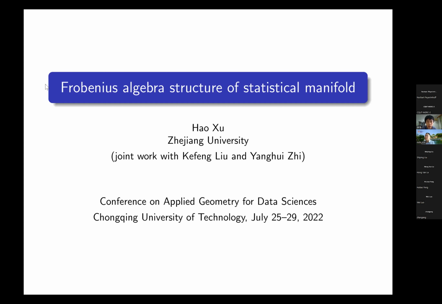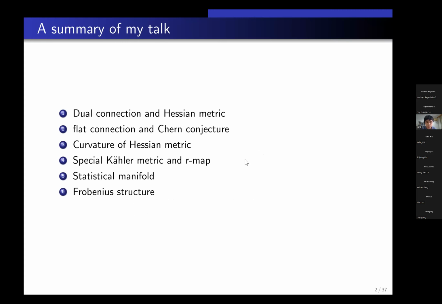So I'm going to talk about Frobenius structure of the statistical manifold. Yeah, so basically, this is the subject of information geometry. So a summary is the following. I will talk about some basic concepts like dual connections and Hessian matrix.